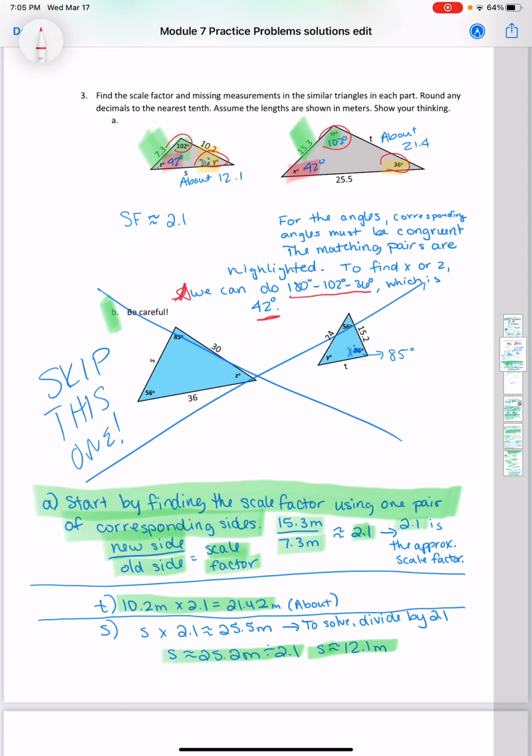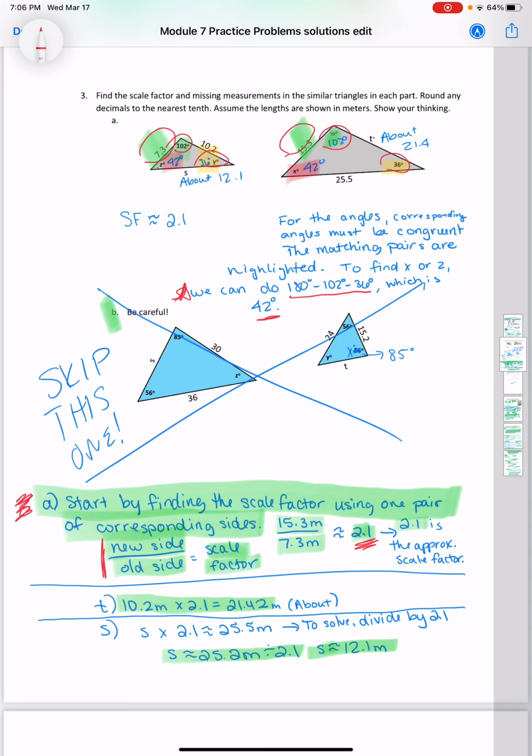To find the scale factor, I've got that down here. Use one pair of corresponding sides. Remember, the new side divided by the old side gives you the scale factor. The only pair of sides where I have both values is the green highlighted sides here, the 15 3/10 and 7 3/10. If I divide those, I get about 2 1/10, which means that's the scale factor. So I can find the side lengths by either multiplying or dividing by the scale factor, depending on if I want a bigger number or smaller number.